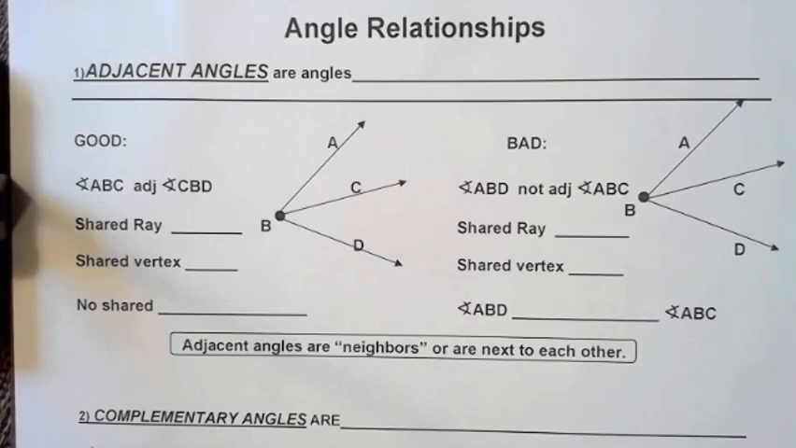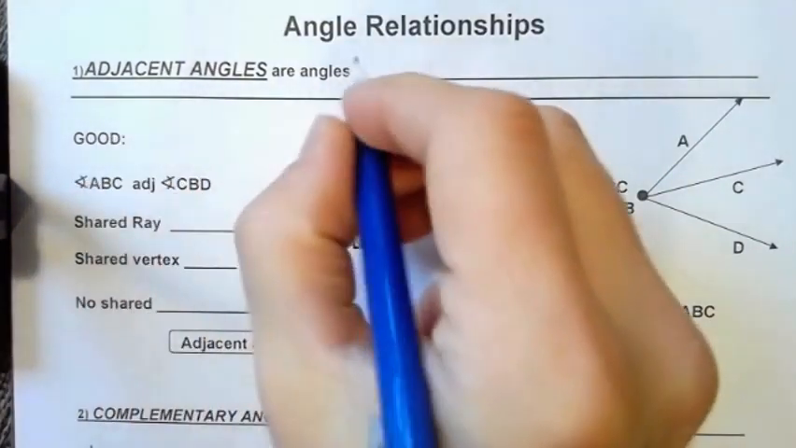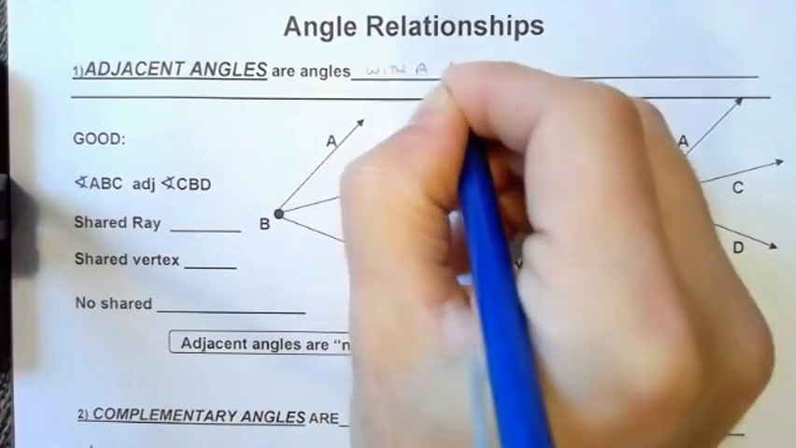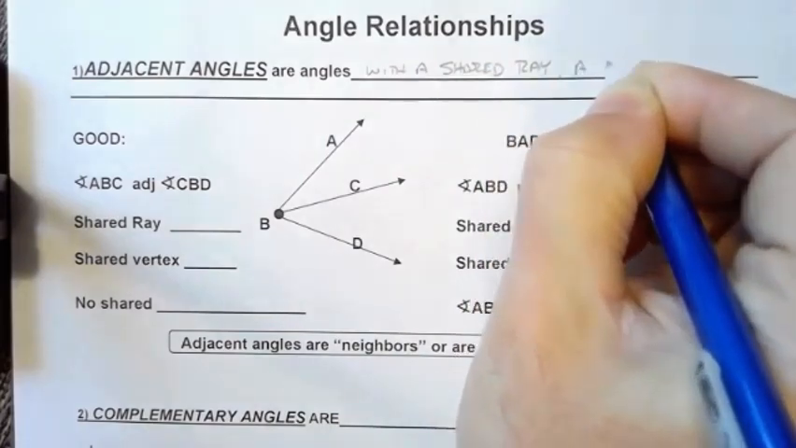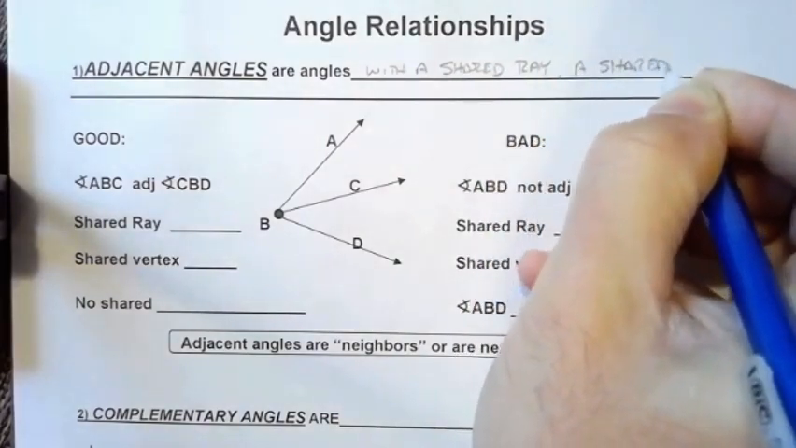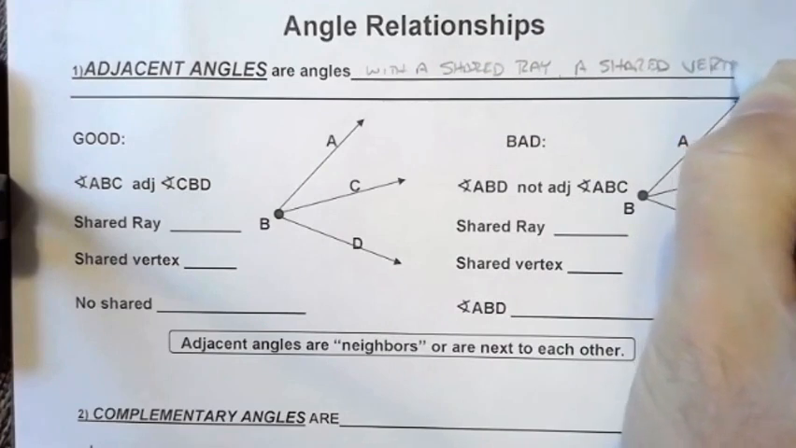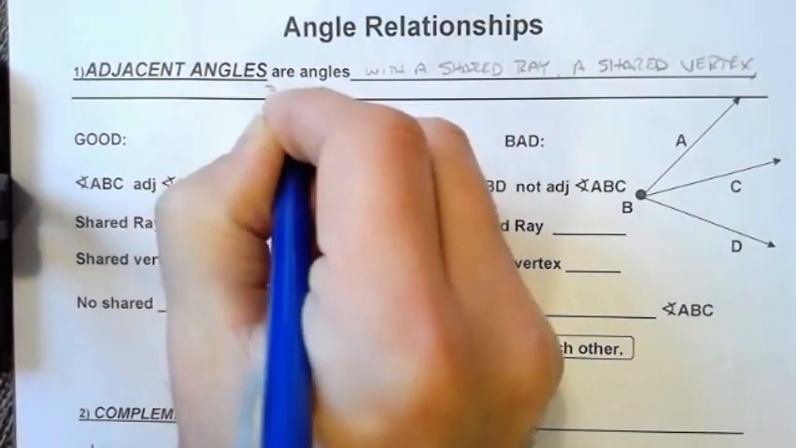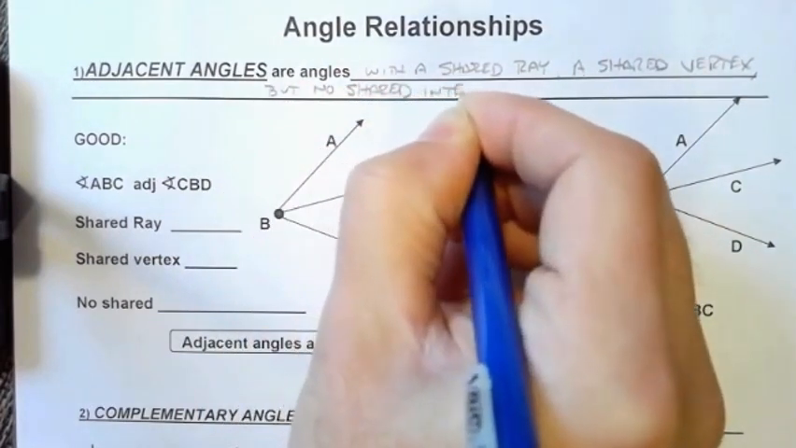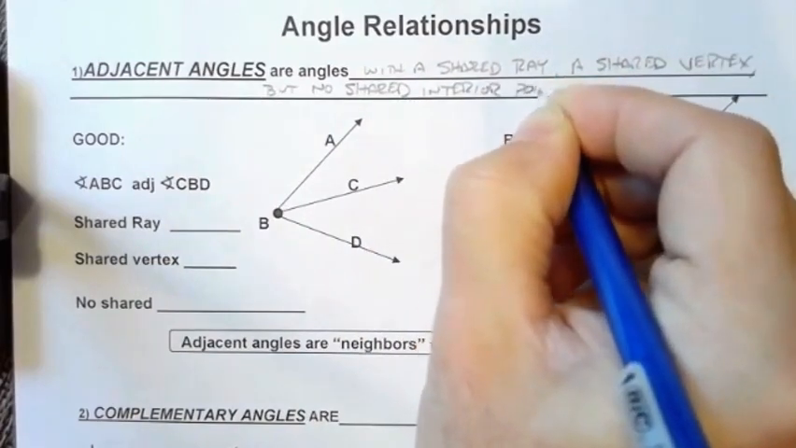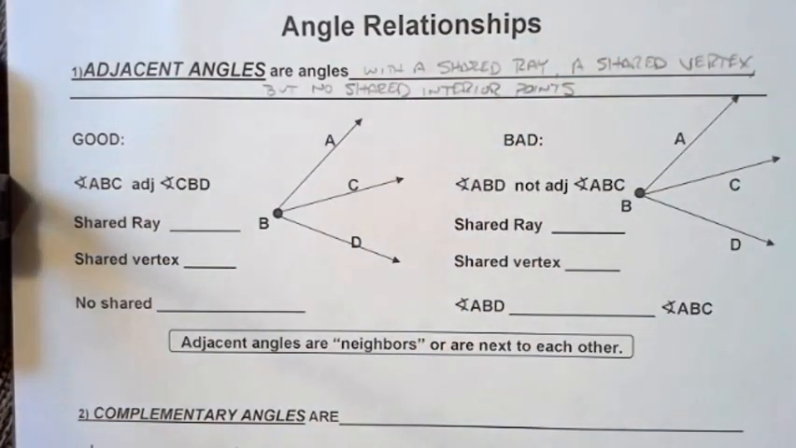In this next part of the video, we're going to look at different angle relationships, beginning with adjacent angles. Adjacent angles are angles with a shared ray, a shared vertex, but no shared interior points. Okay, adjacent angles share a ray, they share a vertex, but they do not share interior points.